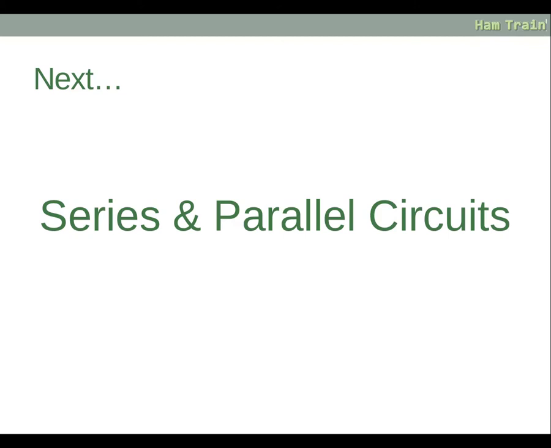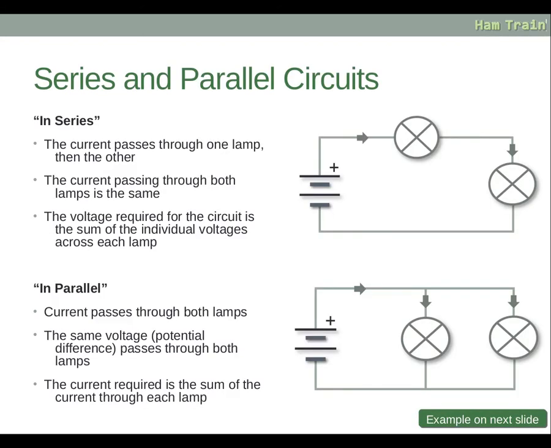Next, we're going to discuss series and parallel circuits. In series, the current passes through one lamp and then to the other. The current passing through both lamps is the same. It's one path, and therefore it has to be one equal flow throughout.